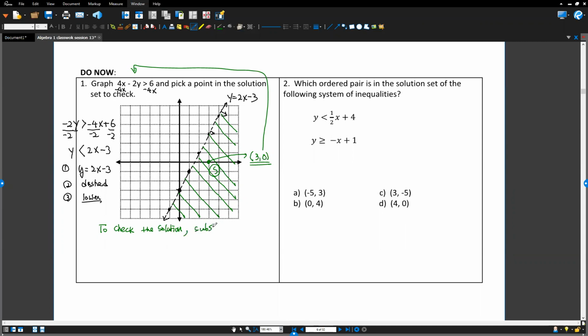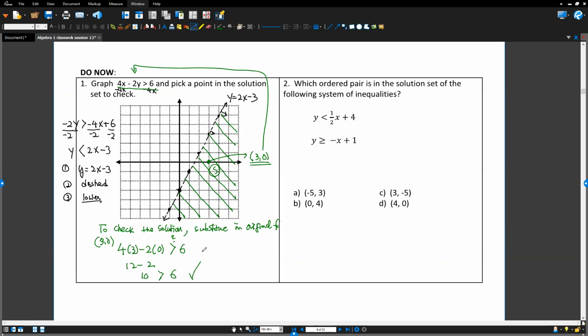substitute into the original. Okay, 4x minus 2y. So x is 3, put in this number 3 and 0, okay? 4 times 3 and 2 times y, which is 0. Is it true that it is greater than 6? You can check it. 12 minus 0 is 12, and 12 is greater than 6. Yes, that's true.